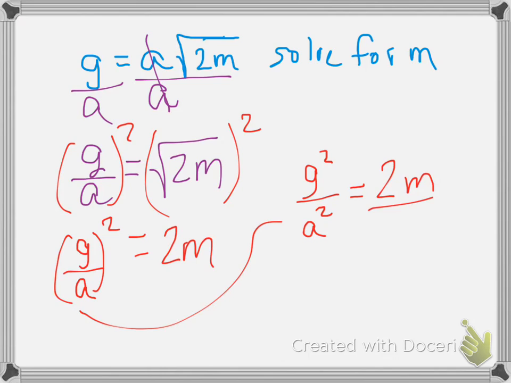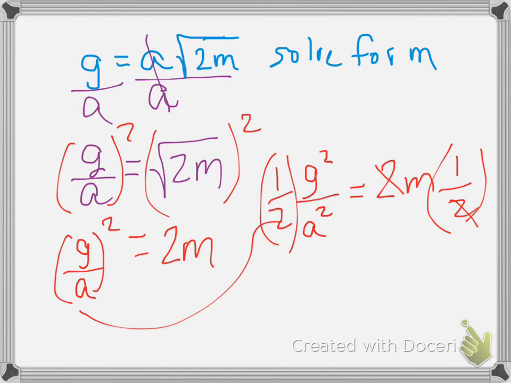And then I can go ahead and divide by 2. I don't want a fraction over a fraction, and dividing by 2 is the same as multiplying by a half. So I'm going to multiply by 1/2 so that my 2 disappears, and that way I don't have g squared over a squared over 2. Okay, so now I have g squared over 2a squared equals m.